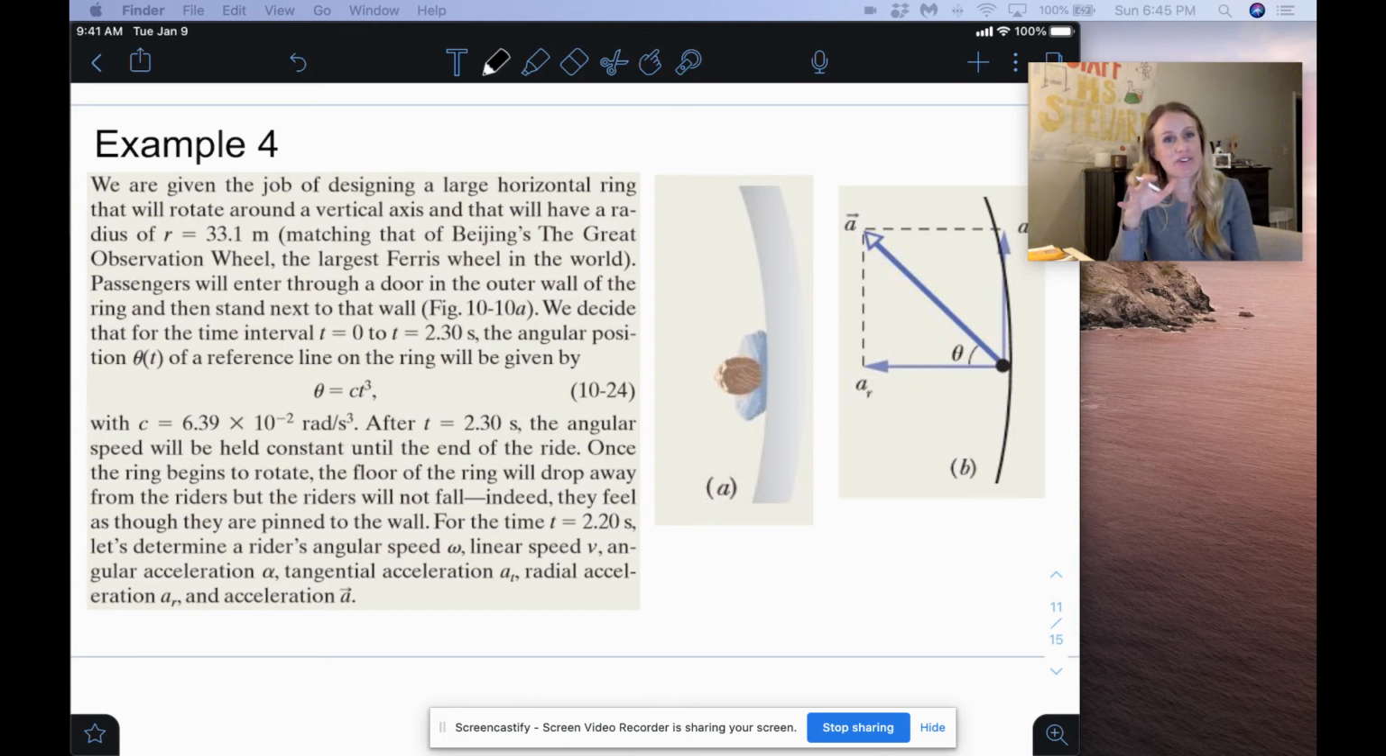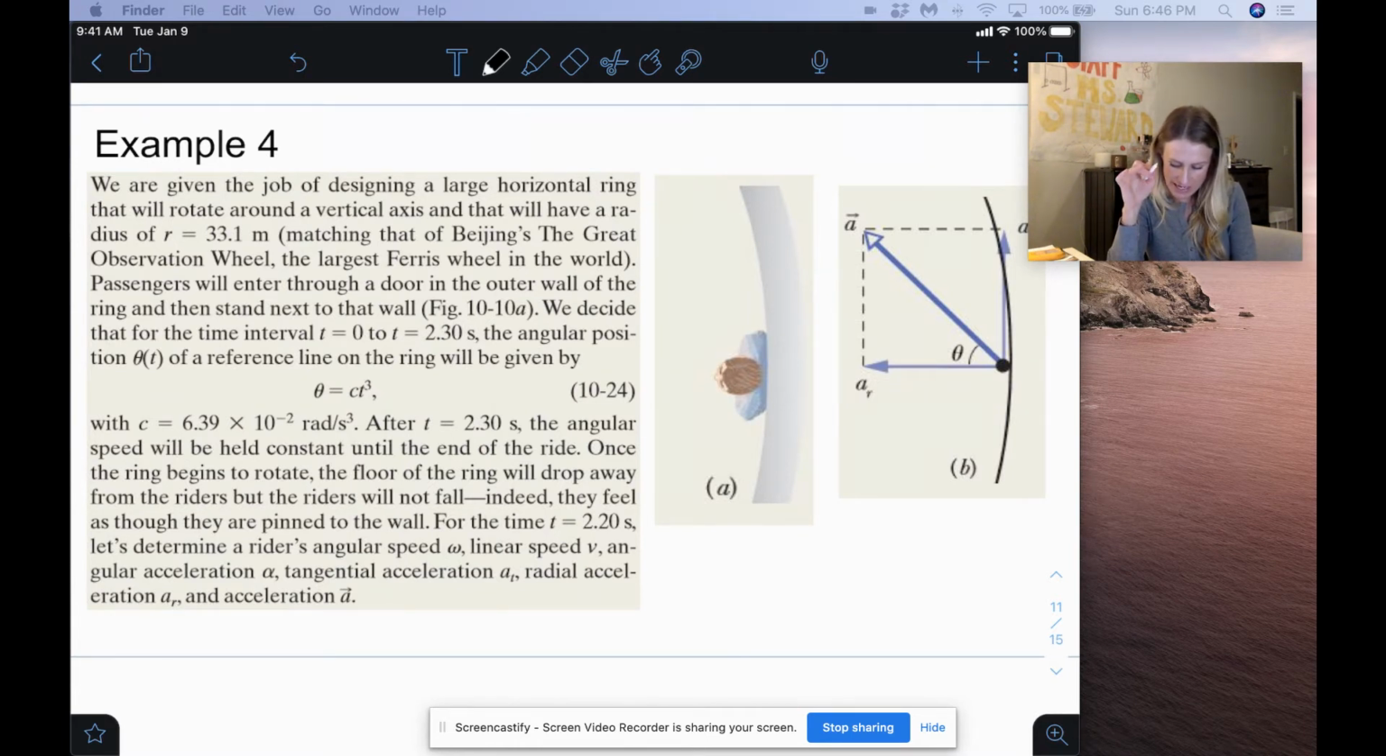Last example for rotational kinematics, I promise. So example number 4, it says we are given the job of designing a large horizontal ring that will rotate around a vertical axis that will have a radius of 33.1 meters. Passengers will enter through a door in the outer wall of the ring and then stand next to the wall.